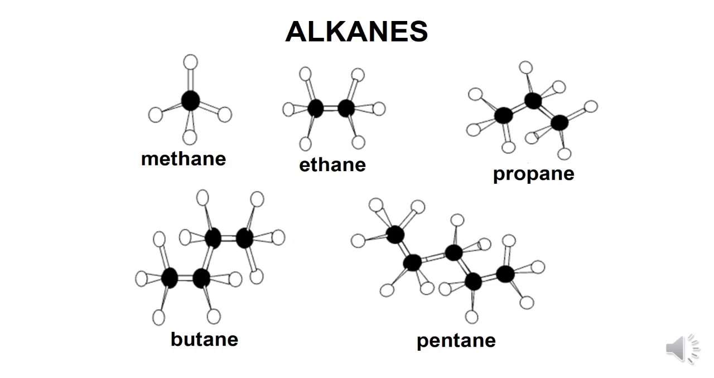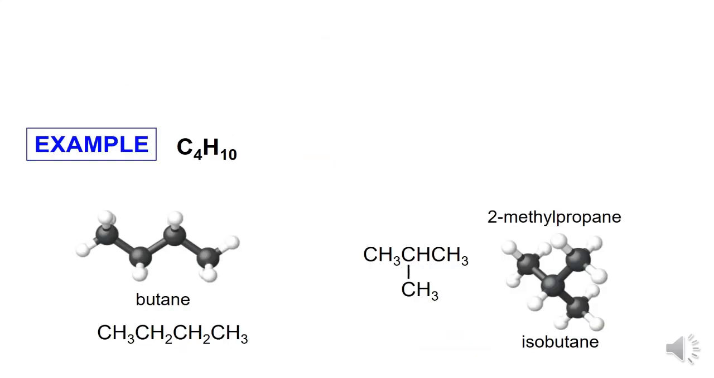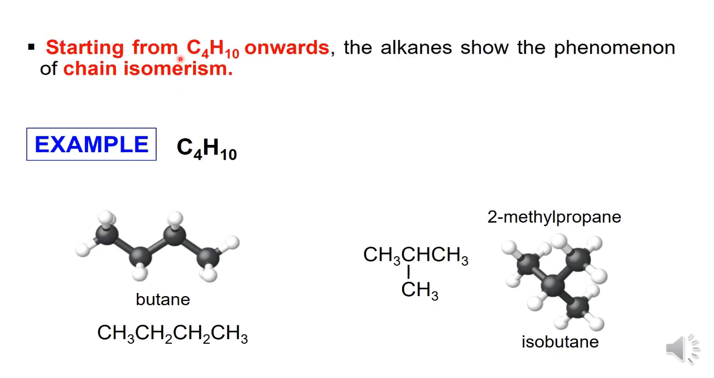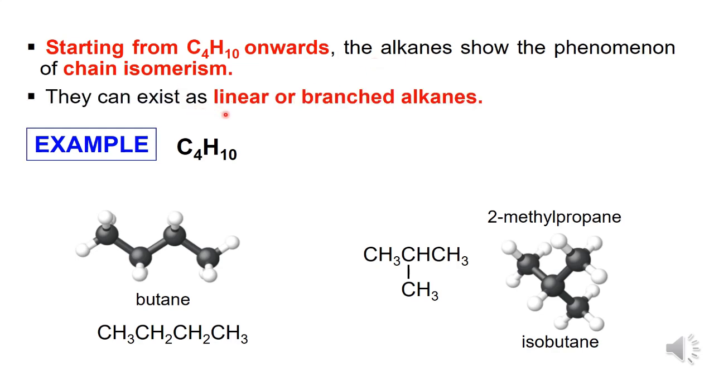This is a 3D molecular shape of alkane, and each carbon atom is an sp3 hybridized carbon atom in tetrahedral shape with 4 sigma bonds. Starting from C4H10 onwards, the alkanes show the phenomenon of chain isomerism. They can exist as linear or branch alkanes.